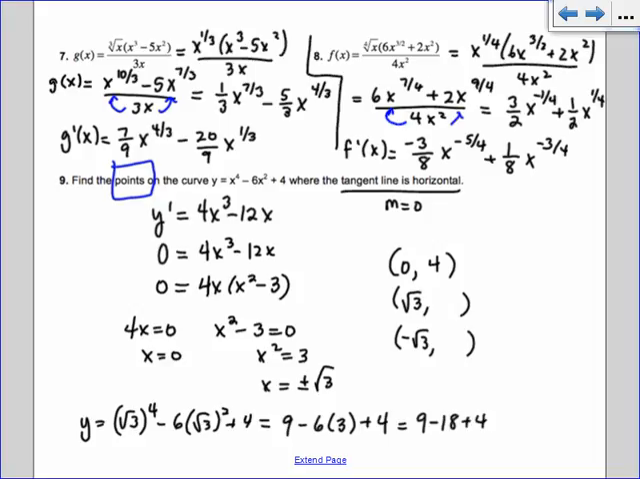So 9 minus 18 plus 4. So 13 minus 18 is negative 5. So we get negative 5. Will we get the same thing if you plug in negative root 3? Yeah, because to the fourth and to the second, it's the exact same thing. So we're also going to get negative 5.